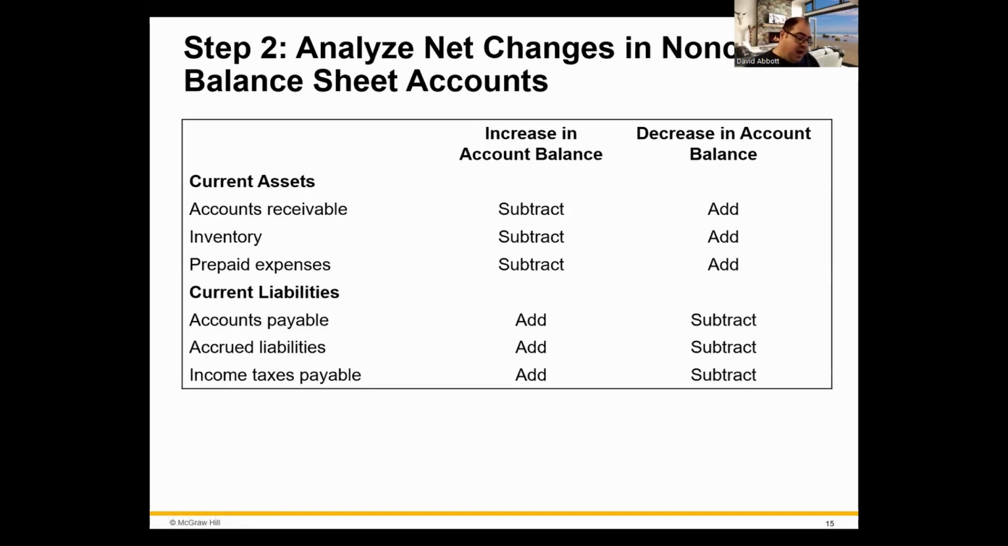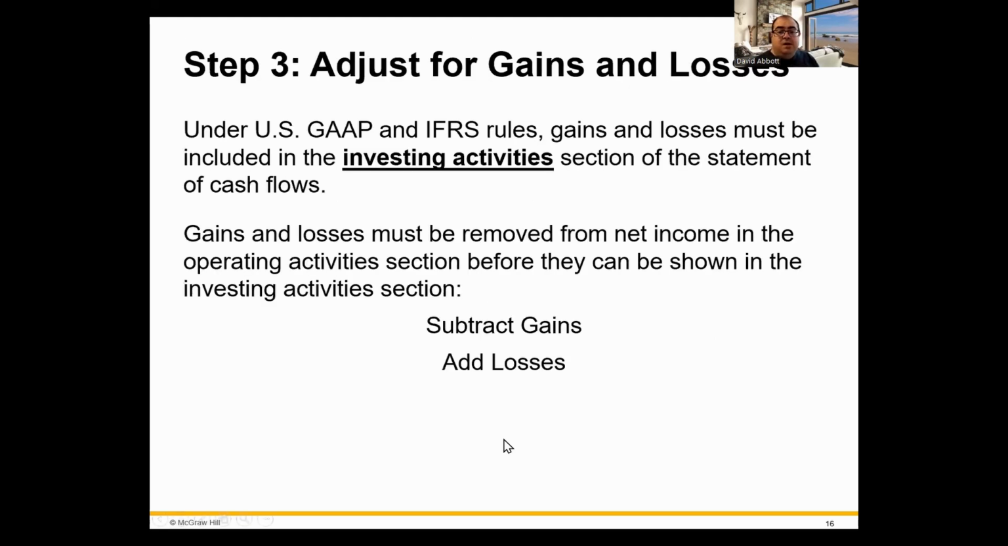The second step is to analyze the net changes in balance sheet accounts that affect net income. To complete this step, you begin by computing the change in the balance of each current asset and current liability account. If a current asset account balance increases or decreases, then the amount of the increase or decrease is subtracted from or added to net income. If the current liability account balance increases or decreases, then the amount of the increase or decrease would be added to or subtracted from the net income. And so we see that here on this slide.